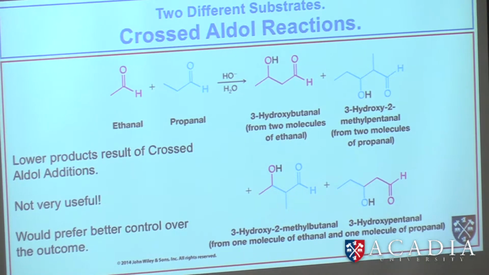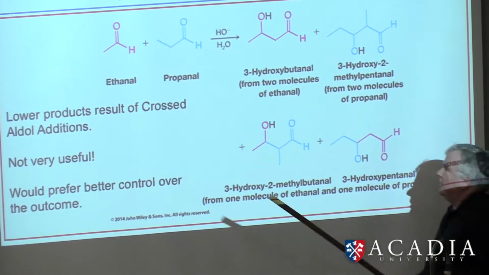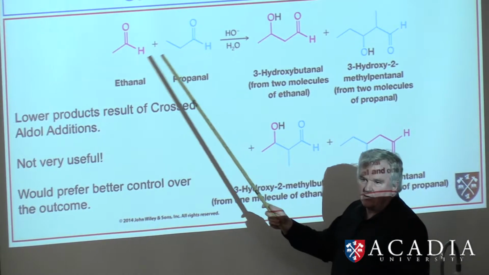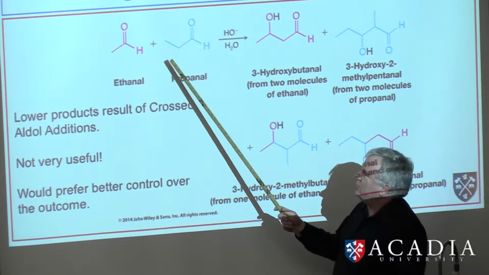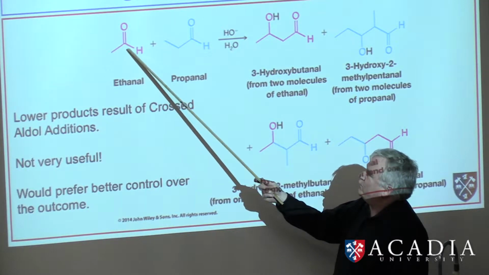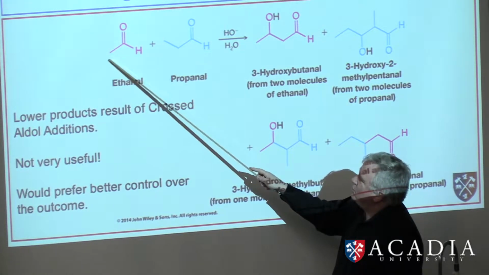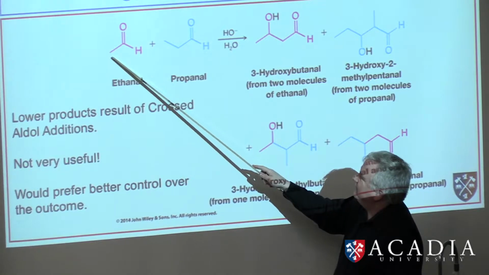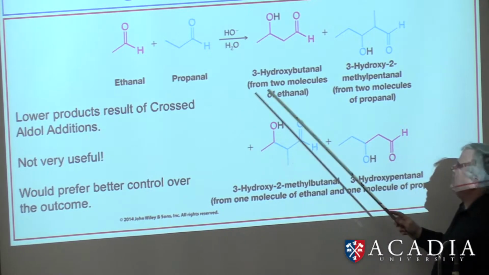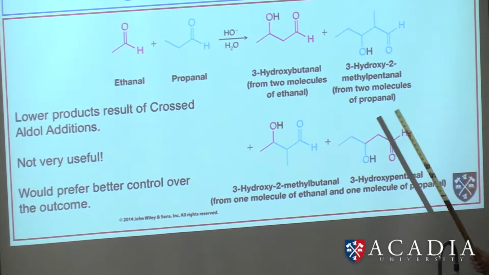So now you could imagine we could do crossed reactions. What if we have two different aldehydes and we throw them in a mixture with base? You can imagine that one of these can be a nucleophile and one of these can be an electrophile. If I remove that proton, that'll become nucleophilic, and it can react with that. It can also react with itself, so we can end up getting 4 different products.